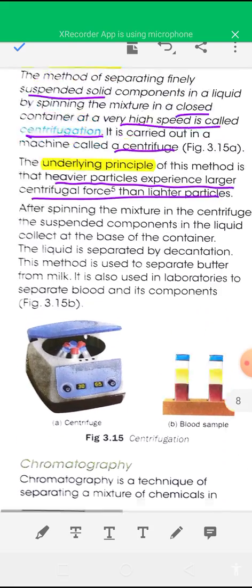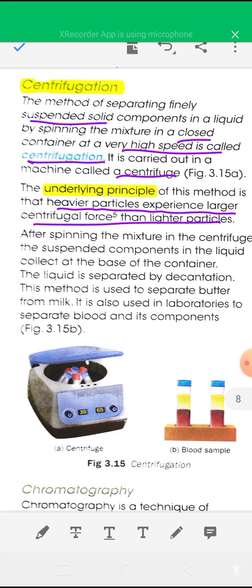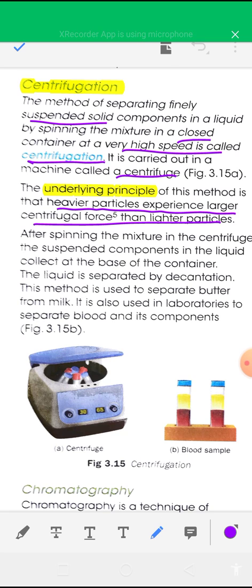And using this centrifugation method, the liquid is separated. Using this method, butter can be separated from milk. This method is also used in laboratory to separate blood and all its components.